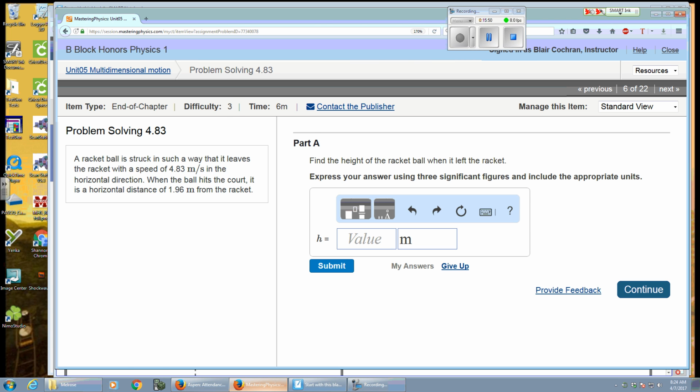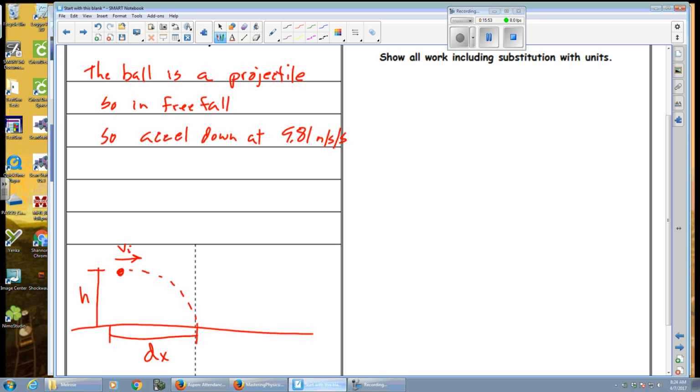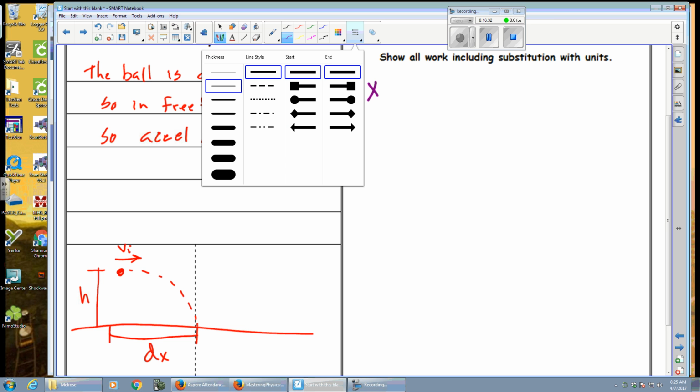Well, I know that the two dimensions are independent of each other, except that they happen during the same amount of time. That's the only thing they share in common. So whatever amount of time it has to fall down, it has that same amount of time to move out horizontally. So I think I'll start with the horizontal and see if I can find out how much time it has, and that'll tell me how far it fell down, because it takes a certain amount of time to fall given its initial conditions. So I'll start in the x direction and see how that helps me in the y direction.